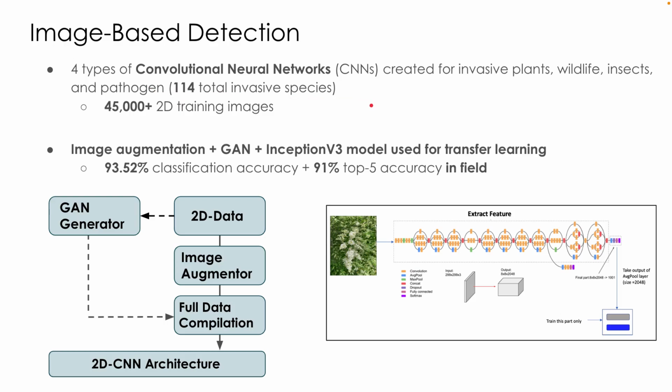And originally I had 45,000 training images from the iNaturalist website, but because this was less than 1,000 images per class, I had to create image augmentation and a GAN pipeline, which increased the number of images per species by 1,000, and I fed these images into the Inception V3 architecture via transfer learning, and I achieved a 93.5% classification accuracy, as well as a 91% top 5 accuracy in the field on actual samples of invasive species.